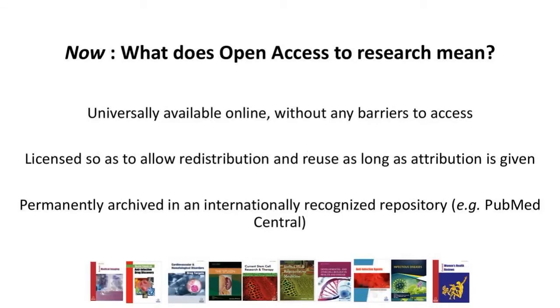So open access to research will mean, of course, that the research is universally available online. There's going to be no barriers to access. Publishers can relicense that to allow distribution, and you, the author, can reuse it as long as attribution is given. And we'll come back to that in a moment. But of course, reputable open access publishers like Bentham Science publishers permanently archive their content in internationally recognized repositories, for example, PubMed Central. So another tick there.